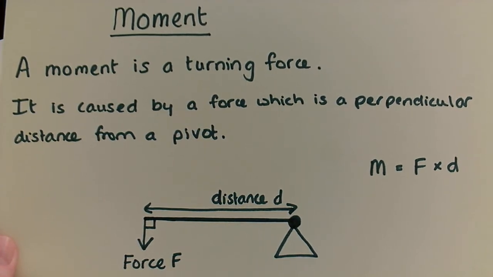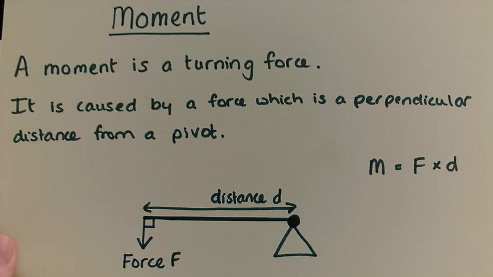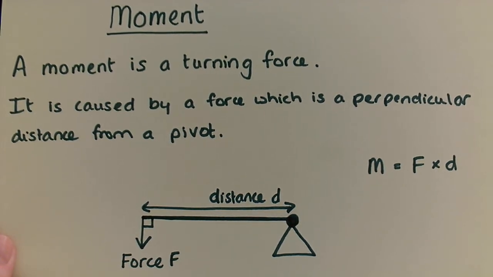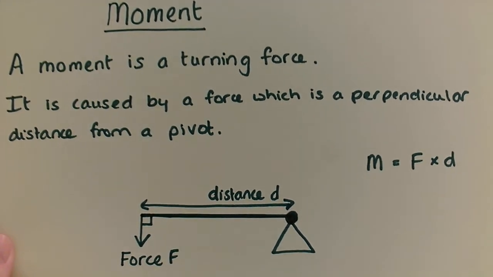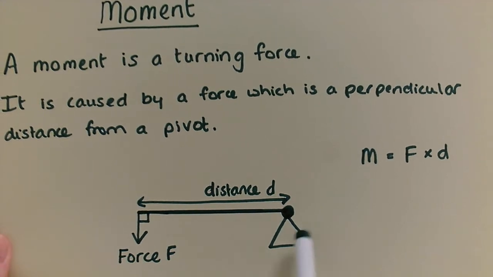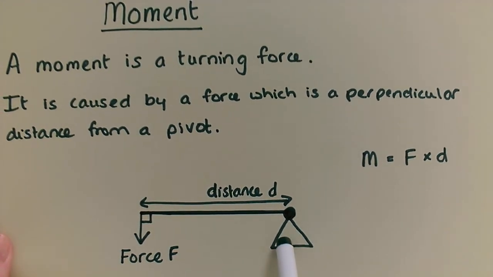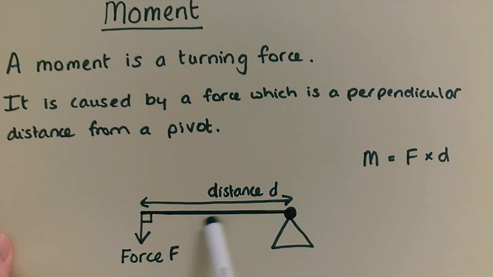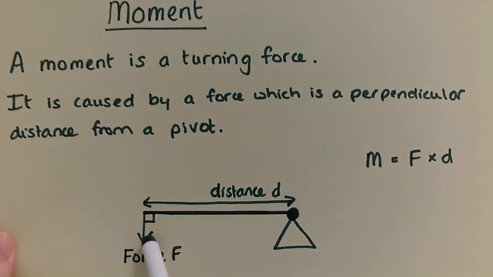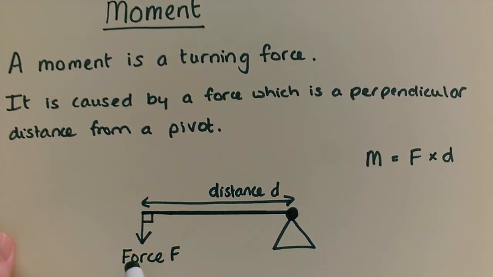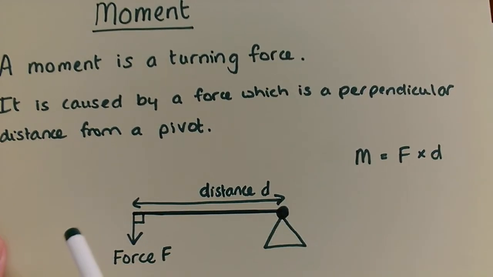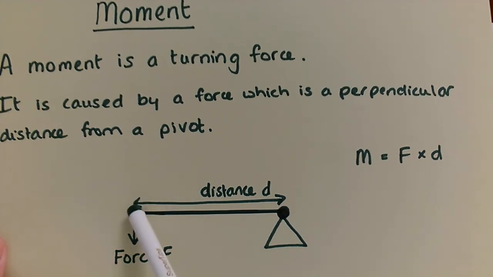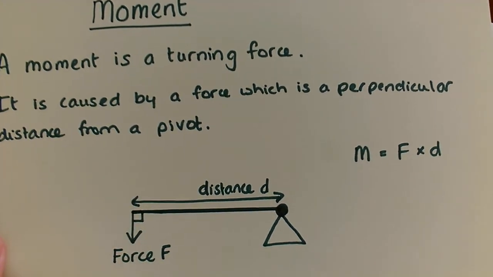the hinge. And later on in the course, we'll be able to calculate a moment, and a moment is equal to the force times that perpendicular distance from the pivot. So if we take this example here, this triangle represents the pivot, and then we have a big long beam, and at the end of the beam we have a force that's acting down, and that force F is a distance D from the pivot, and that is going to try and pull this down.